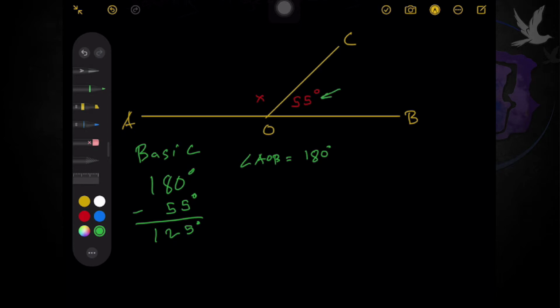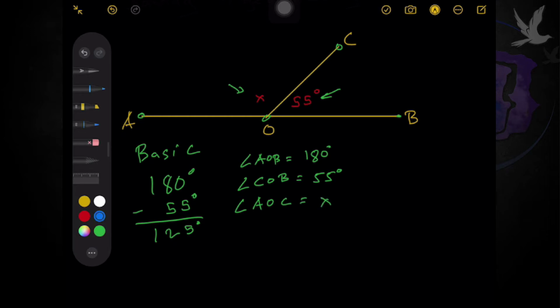Etong angle na to, 55 degrees, is COB. So that's angle COB. Even if you're going to interchange them, BOC, okay lang. This is now equivalent to 55 degrees. And the missing angle natin dito, which is X, is AOC. So, angle AOC. I hope that is clear, no?